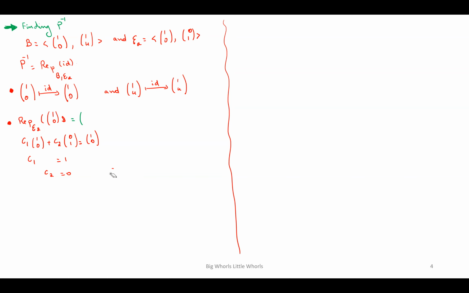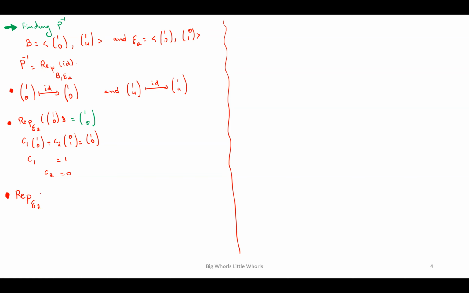We already have them there. Let's not complicate things. So C1 is 1, C2 is 0. As I said, it's easy to find the representation of a vector in the standard basis. But let me go through the steps to make things clear.